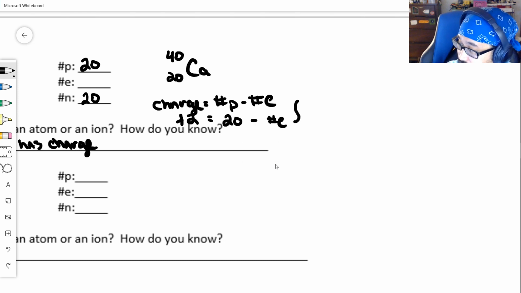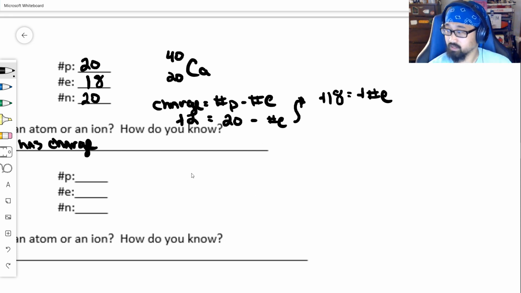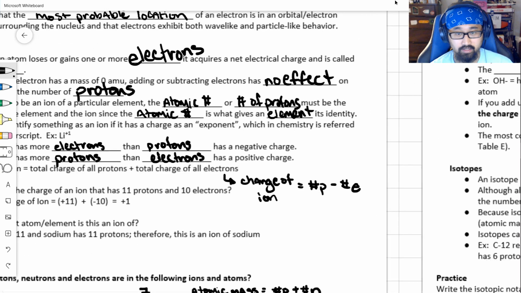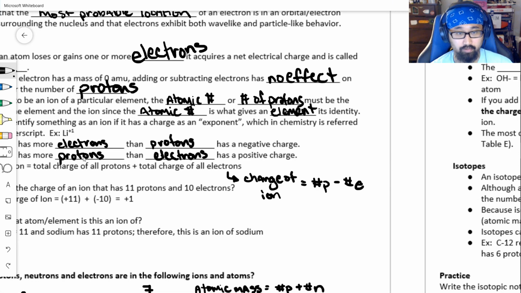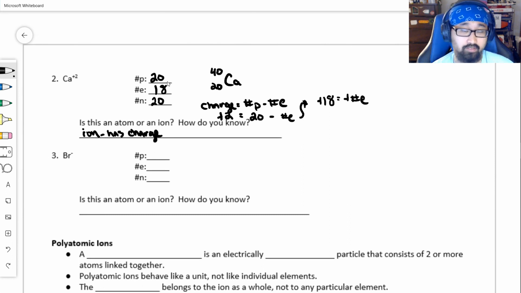At this point, like I said, if I subtract 20 from both sides, I get that negative 18 is the negative number of electrons, but negatives on both sides, so I can make them both positive. The number of electrons here is 18. Now, just to check myself, it has a positive charge. And I said before that if you have more protons than electrons, you should have a positive charge. Well, let's see. I have 20 protons, and I have only 18 electrons, so it should have a positive charge. It's plus 2.